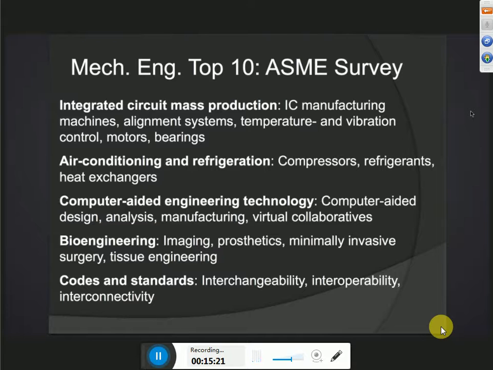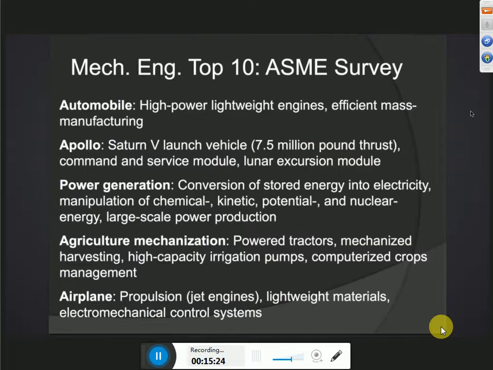Can go to the next slide. So again, in the automotive area, we have lightweight, energy efficient, fuel efficient, etc. I think I can go to the next slide.